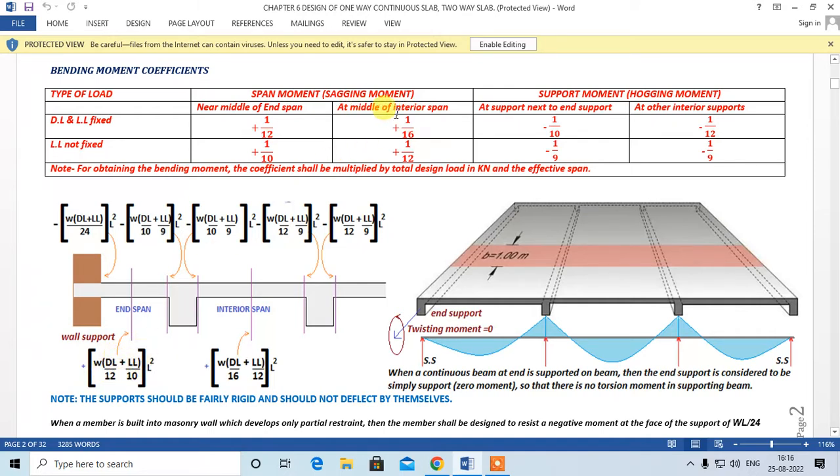Similarly, at the middle of the interior span, dead load divided by 16 plus live load divided by 12 into L square. Okay, so this is load W, that is, this is load. These are sagging moments.